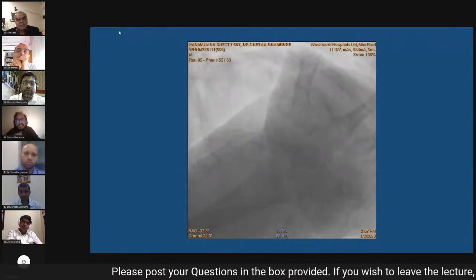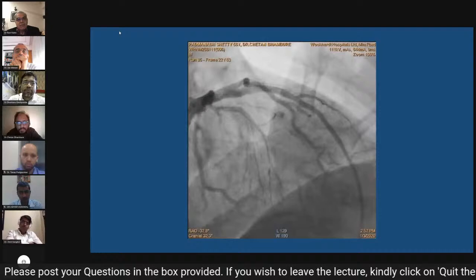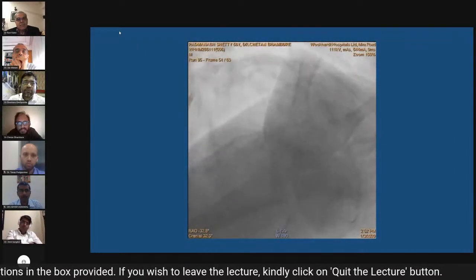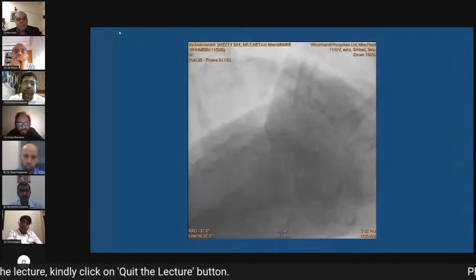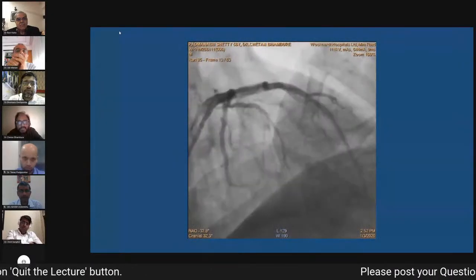So LAD had quite nicely opened up. Patient still complained of chest pain. You can see his hand across the chest. But he settled down after a few hours. I continued tirofiban infusion for whatever it was worth.